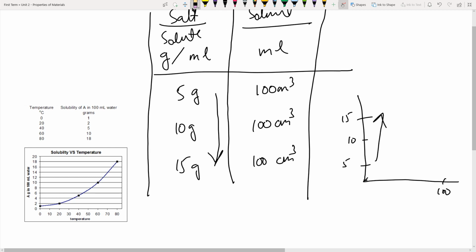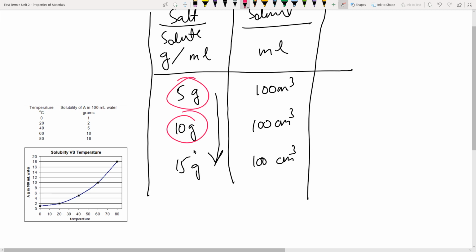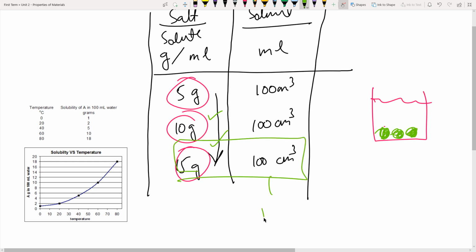Let's not plot this for now. Now just look from the numbers alone. We're increasing the amount of salt, and if we have a beaker with just 5 grams over here, for this we have 10 grams, and for this we now have 15 grams. So obviously, the one with the 15 is what we call more concentrated. That means it contains more solute in the given amount of solvent. For all three to be compared, we needed the same amount of solvent.